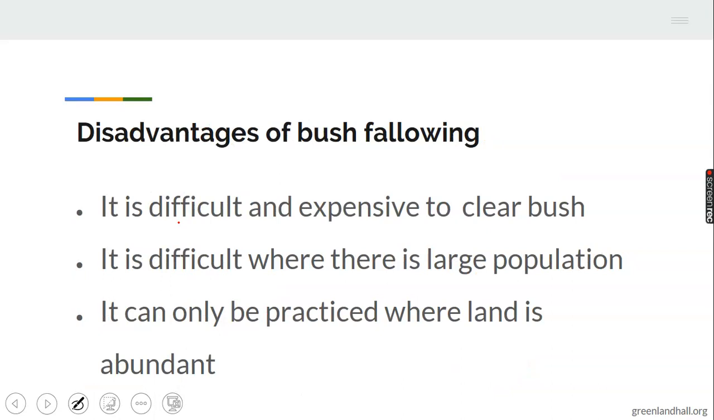Disadvantages of bush fallowing and shifting cultivation. It is difficult and expensive to clear bush. You know, the farmer had to leave the land for a while. It will go back to bush. The farmer had to leave the land to go back to bush before coming back to it.